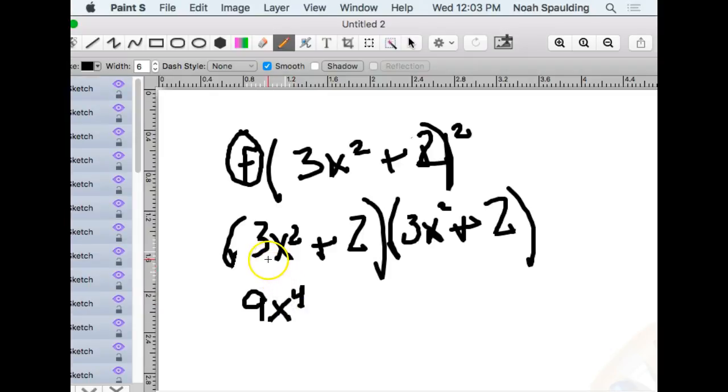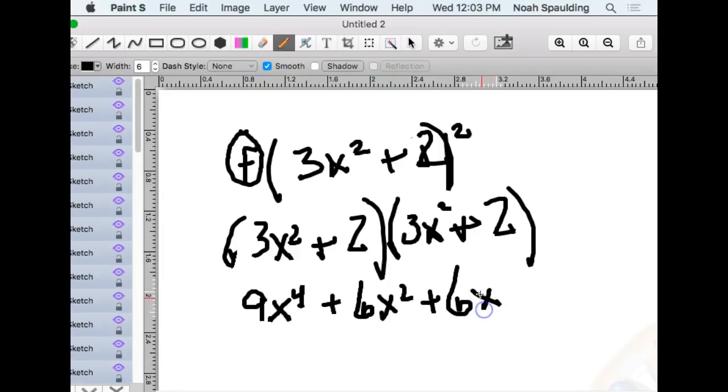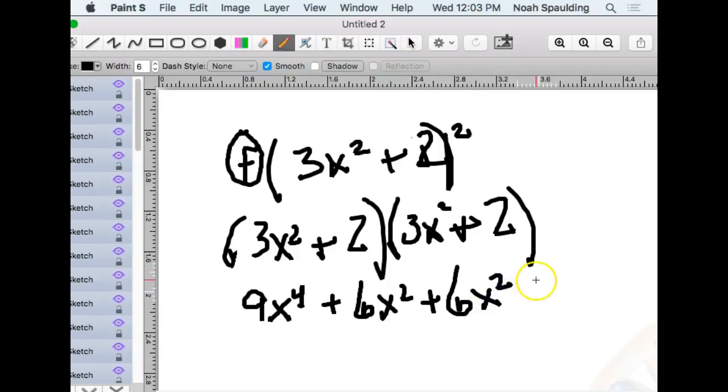Then the outer, 3x squared times 2, you just multiply the 3 times 2, so that becomes 6. X squared comes along with it. Okay, 2 times 3 is another 6x squared, right? 2 times 3 is 6, and the x squared comes along with it. And then 2 times 2 is 4.